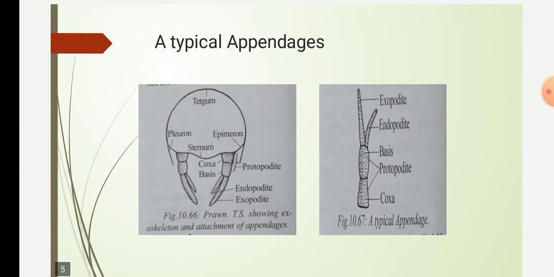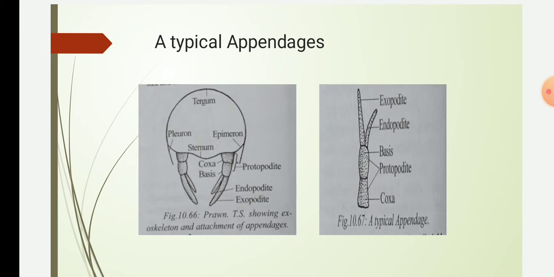A typical appendage of a prawn consists of a basal region called the protopodite that is made up of two segments, also called podomeres. These segments are called the coxa and the basis. The segment by which the appendage is attached to the body is called the coxa, and the distal segment is called the basis.